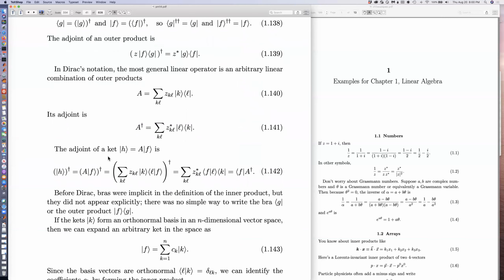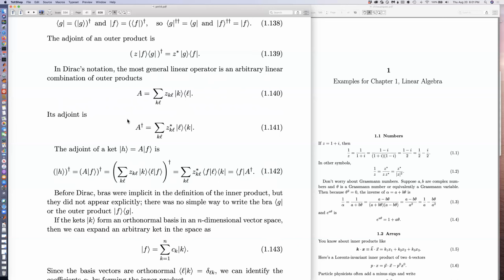So let's look in Dirac's notation at what the most general linear operator is. Well, it's an arbitrary combination of outer products. So that may be the answer to one of the earlier questions, which I've actually kind of forgotten. If you take the adjoint of that, well, you complex conjugate the number, and you turn the bra into a ket and the ket into a bra, and it turns into that.